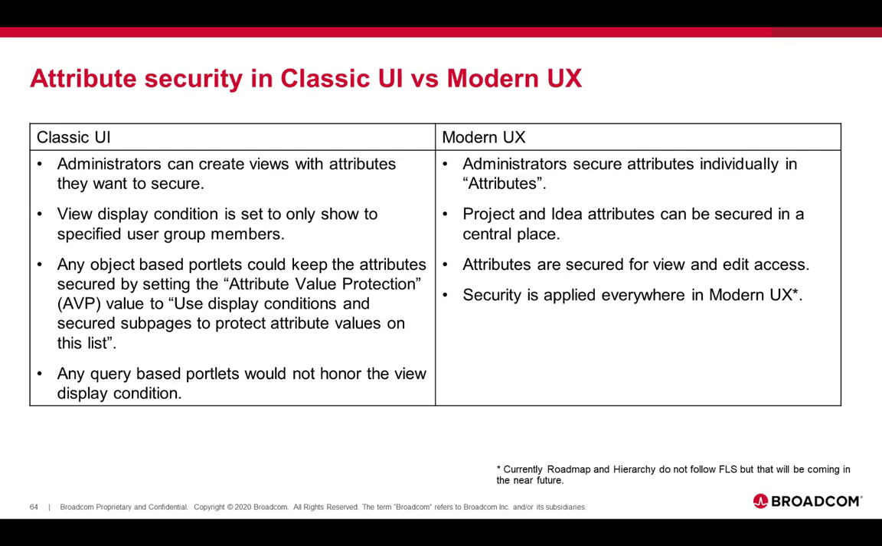Attribute security in the classic user experience versus the modern user experience. In classic, administrators could create views with attributes that they wanted to secure. The view display condition is set to only show for select specified user group members. Any object-based portlets could then keep the attribute secured by setting the attribute value protection, AVP, value to use display conditions and secured subpages to protect attribute values on this list. And any query-based portlets would not honor that view display condition. So that was how you would do it in classic.